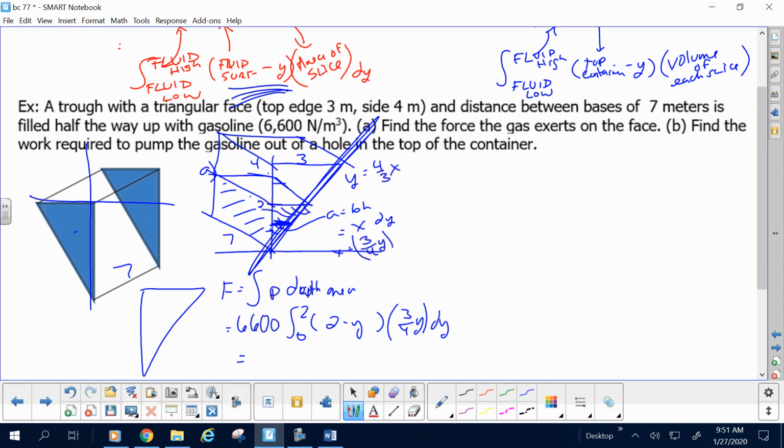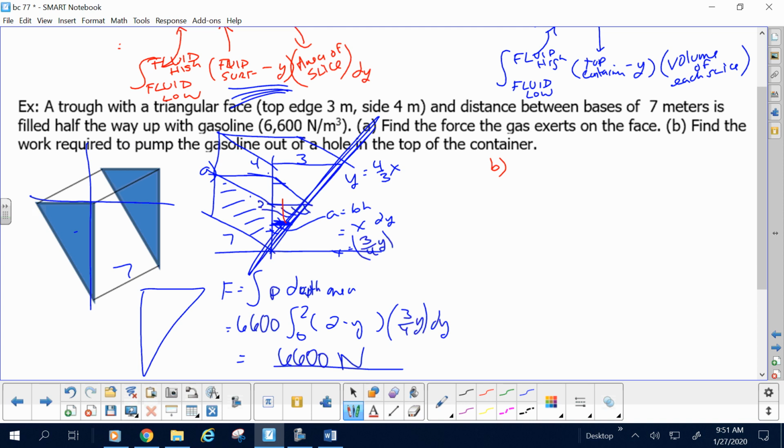If you set it up that way, tell me what you got. 600. The integral is just 1. That's it? Yes, Newtons. That integral came out to be 1. That's crazy. All right, let's go then to the work.